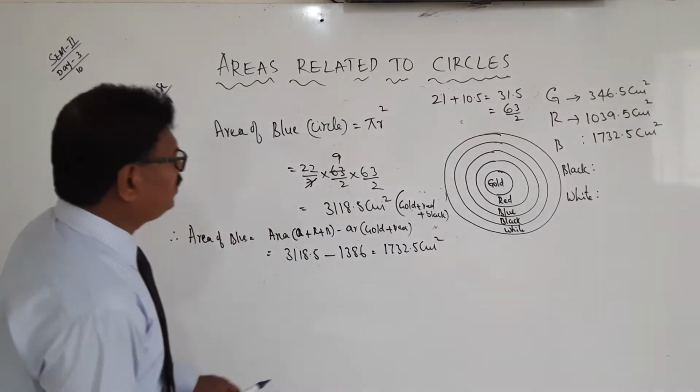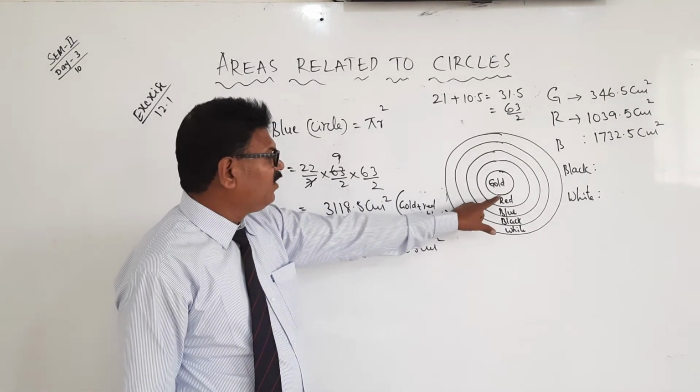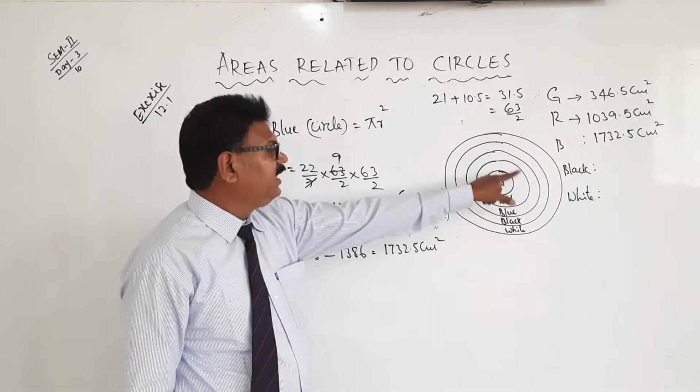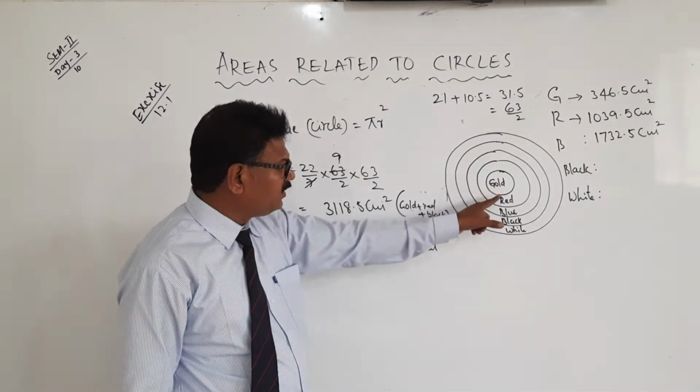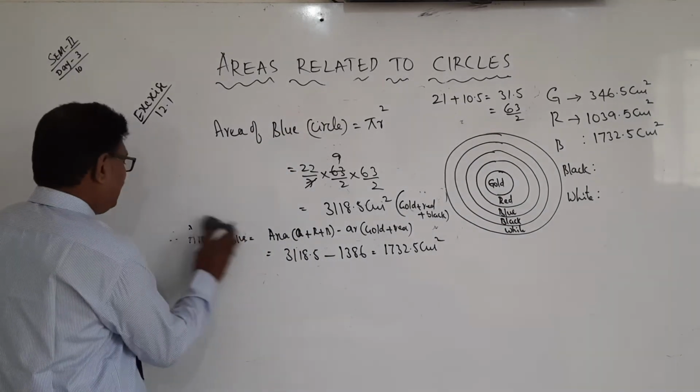Yes. So this is what happened. First one is gold. Next one red. When we are finding red, we get the area of gold and red. From that we have to take out gold, then we will get red. Afterwards, like that only. Okay? Right. Now next one.